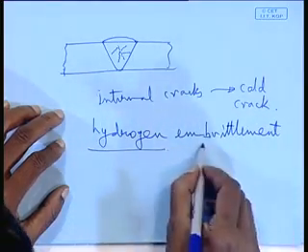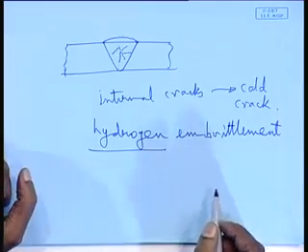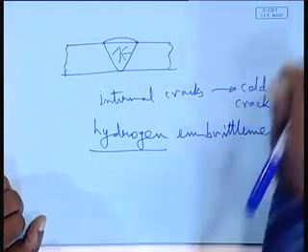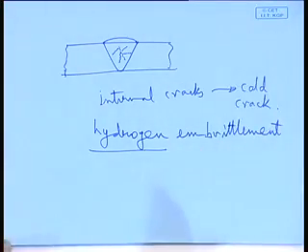This hydrogen is rendering the material brittle, and thereby the material is cracking. That means it is losing its natural ductility, becoming brittle, and under the thermal stresses or the formation of residual stresses after the welding, when everything is over, it is getting cracked. So, that is what the internal cracks are generally like.